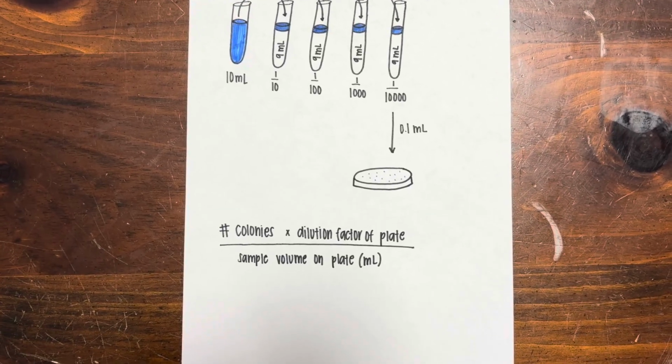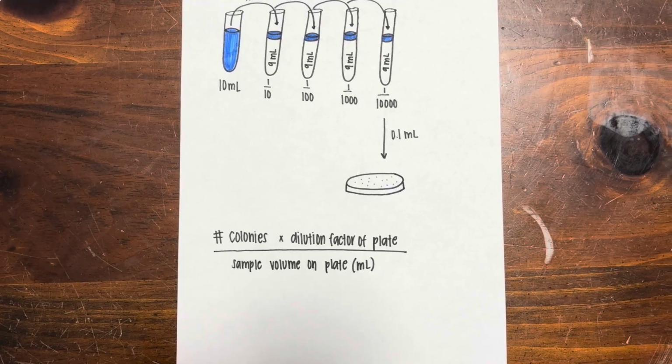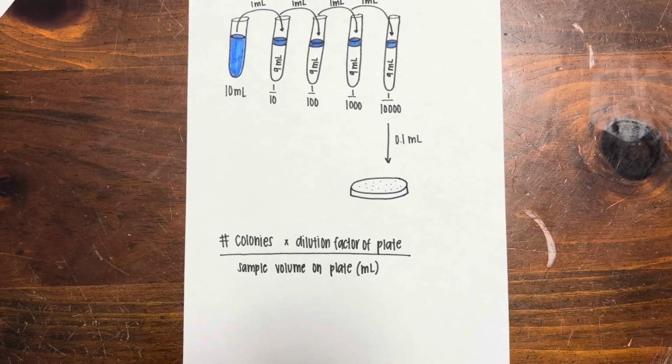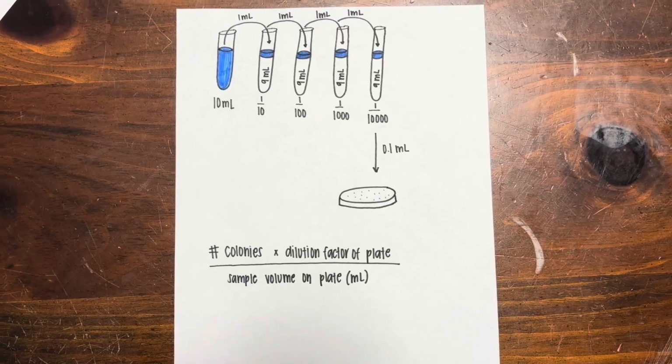We want the number on our plate to be a countable number between 30 to 300. This allows us to estimate the number of CFUs in our original sample, as we took the dilution factor and spread plate volume into account.